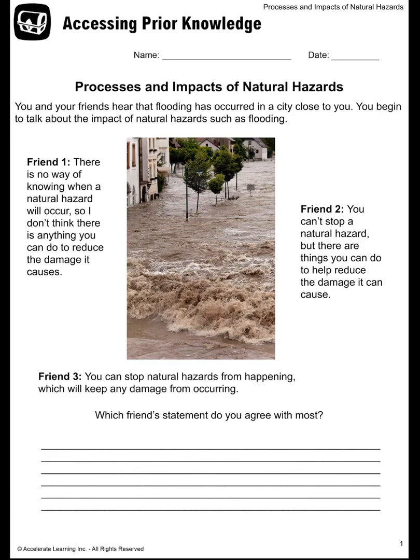Friend 1 says, there is no way of knowing when a natural hazard will occur, so I don't think that there's anything you can do to reduce the damage it causes. Friend 2 says, you can't stop a natural hazard, but there are things you can do to help reduce the damage it can cause. And friend number 3 says, you can stop a natural hazard from happening, which will then keep any damage from occurring.